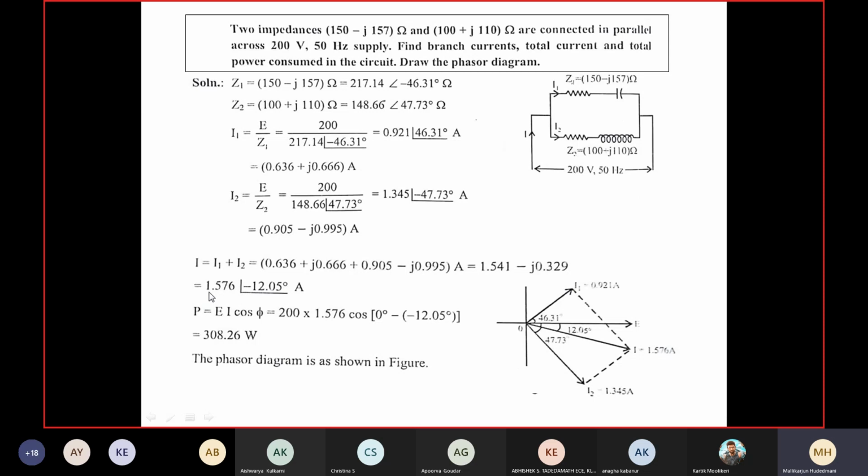total power factor or angle, cosine of the angle between voltage applied and current resulted. Between the vector V and I, what is the angle? Cos of that. If I multiply with the V and I will be getting total power consumed by the circuit. You can see here EI cos phi, 200 into total current is 1.576 into cos of angle between the voltage and total current.